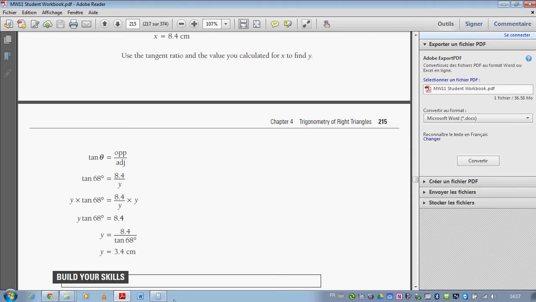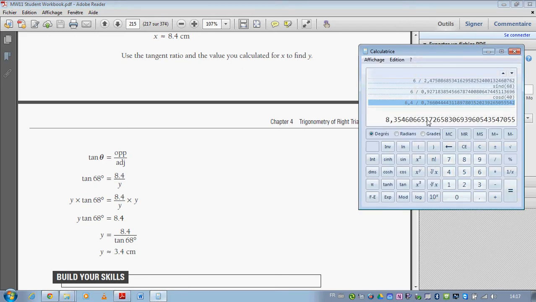I'm going to use my exact value and divide that by tangent of 68. So I'm going to figure out what tangent of 68 is first. So 68 tan. And then I'm going to go 8.3546 divided by that to get a value of 3.375 centimeters. Which does round up to 3.4 centimeters, but it's always recommended that you use the exact values. So there you go.